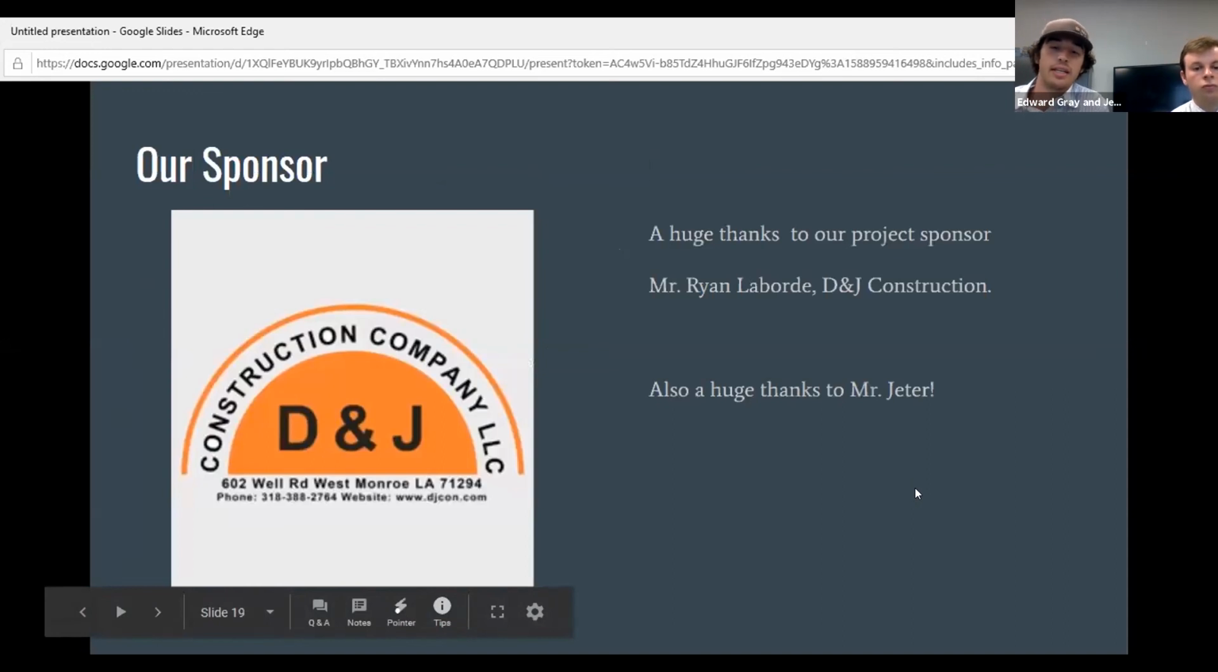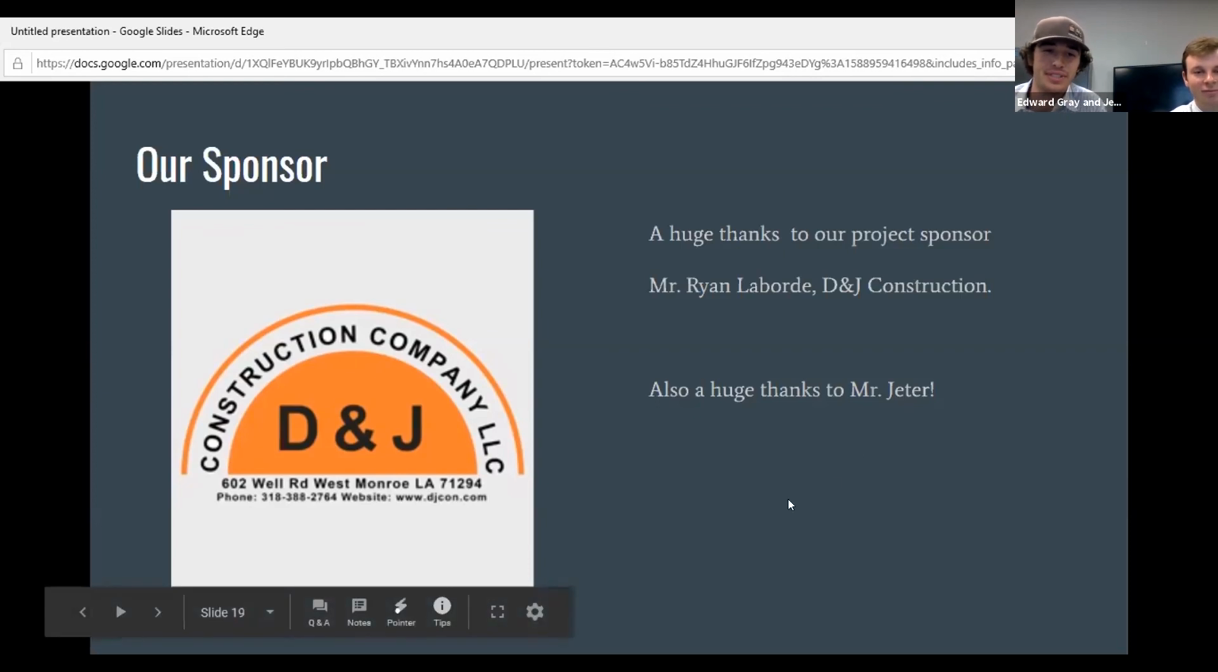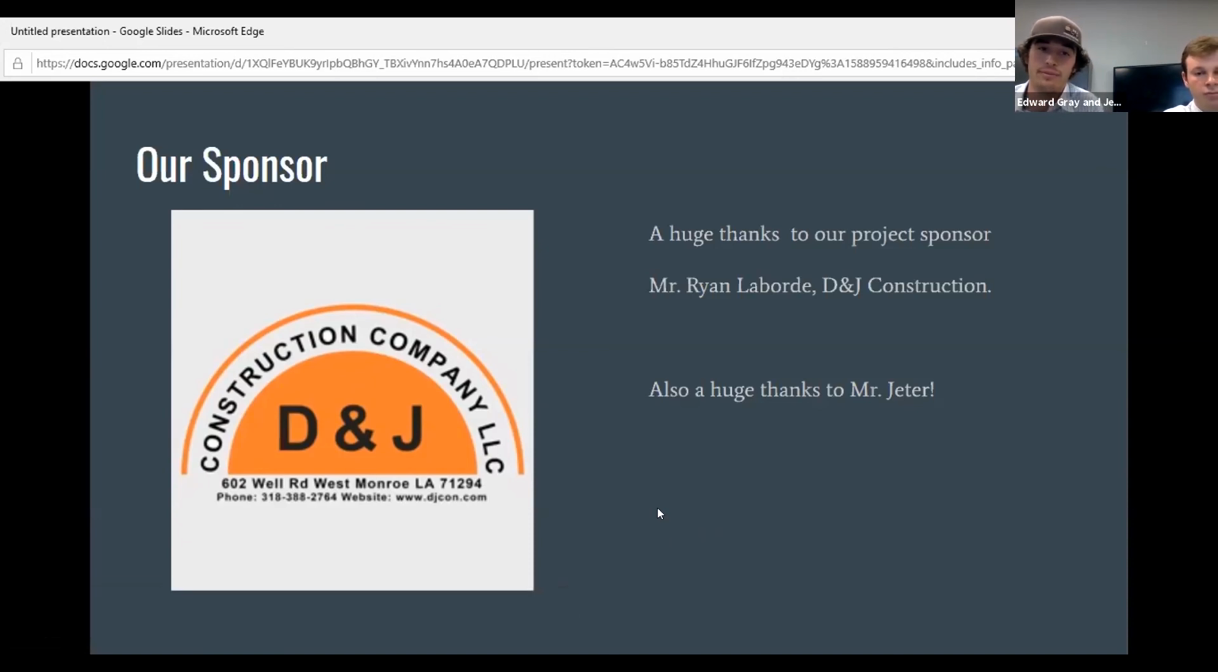We'd also like to thank our project sponsor, D&J Construction, and Mr. Ryan Laborde. We had a lot of help from him, and it was a pleasure working with him as well. We got nice D&J Construction ball caps there. And we'd also like to thank our professor, Mr. Jeter, for all of the stuff that he's taught us over the last 4 years. It's been a pleasure coming through this program and learning from him for sure.